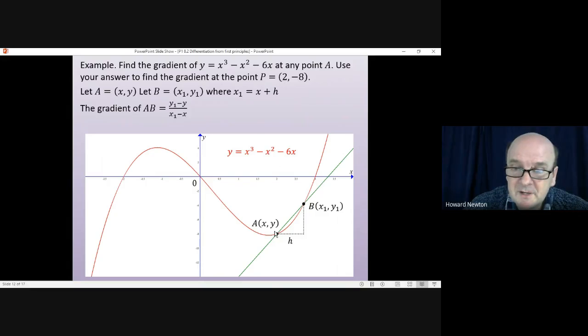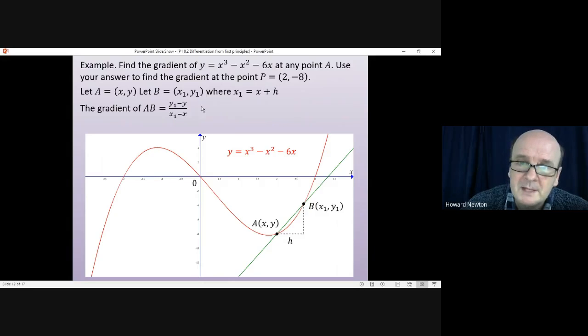Now the gradient of the line AB is the same as always. It's the change in y divided by the change in x. But what we would like to do is work out all of these four things in terms of x. Now, x just is x, so we don't have to do anything with that. x1, we can easily write in terms of x because it's x plus h. That's how we defined it. y is also easy to do. y is already written in terms of x in the original equation. It's x cubed minus x squared minus 6x.